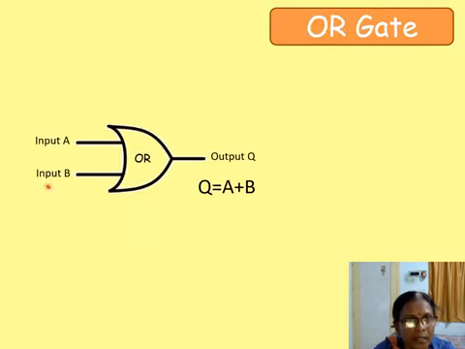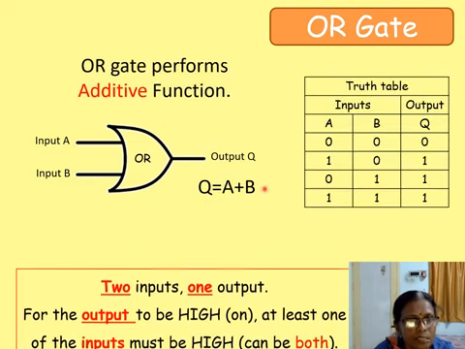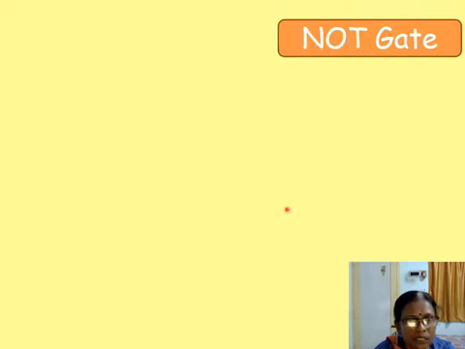OR gate. An OR gate has two inputs and one output. It performs an additive function, that is A plus B. For the output to be high, at least one of the inputs must be high. Both inputs can also be high. 1 plus 1 is 1.